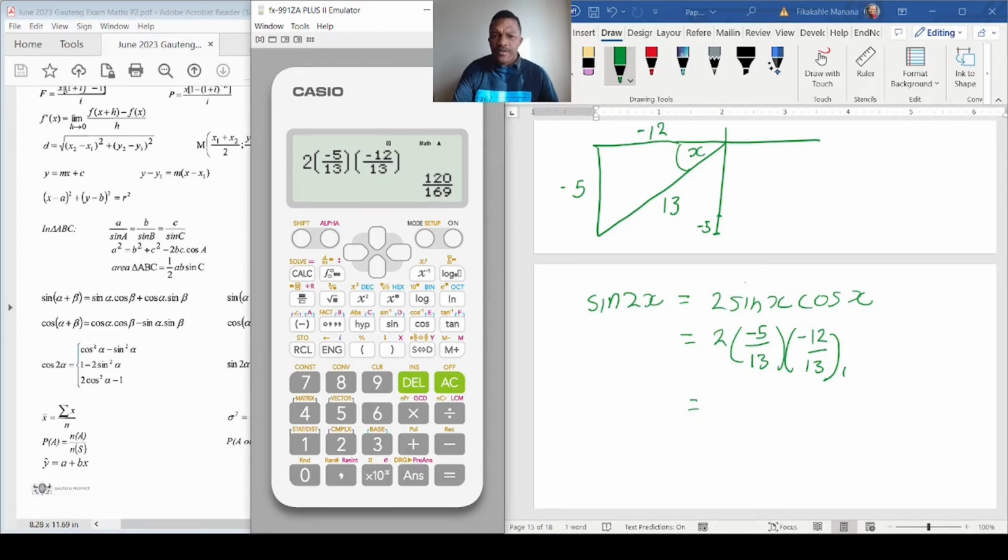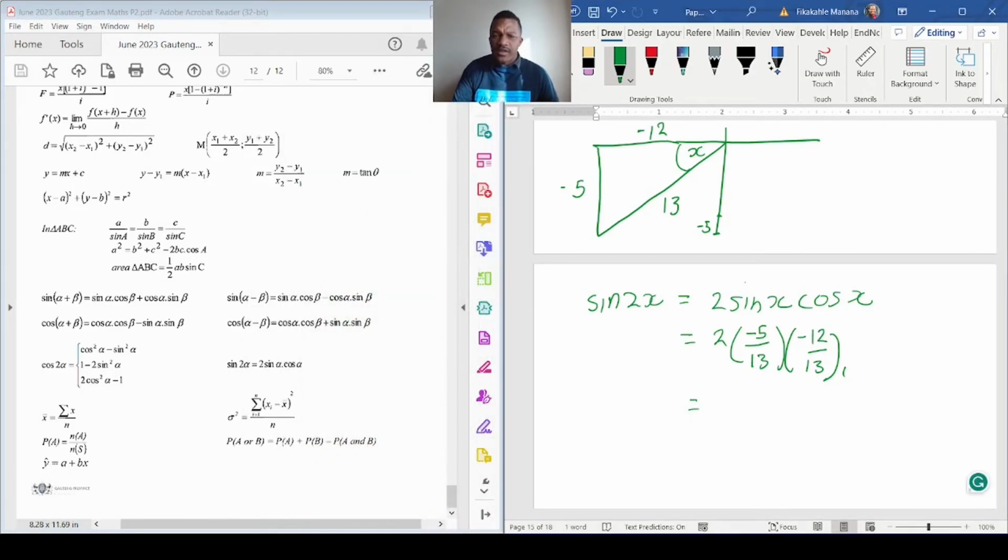Now, I know what some of you are saying. The question said without a calculator. We could still do it without a calculator because it's just going to be 2 times 5, which is 10. 10 times 12, 120. Right? The negatives cancel each other. And then 13 times 13 is just 169. You leave it like that.